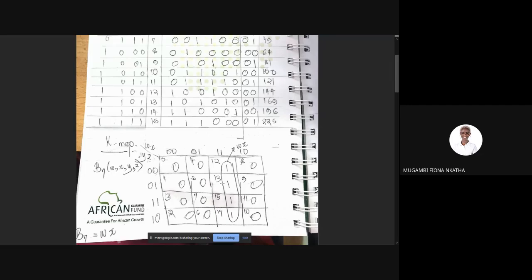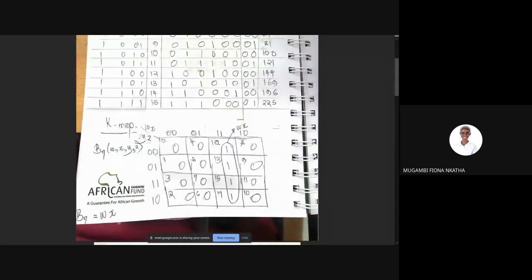That's what this question is asking. From the truth table, we now take B7, and we see it's in 12, 13, 14, 15. Then we circle that and find its WX. You guys remember how to do K-maps.